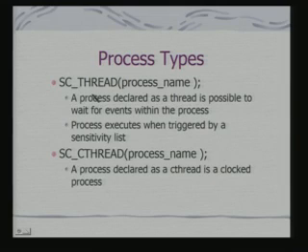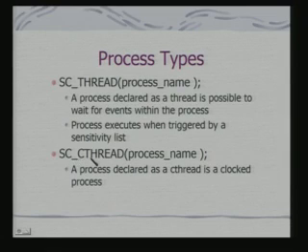Then you have what is called a thread. Okay. SC_THREAD process name provides you a process declared as a thread. When a process is declared as a thread, it is possible to wait for events within the process. If you remember the previous case, we said that the process cannot be suspended. It is triggered by the sensitivity list. Once triggered, it cannot be suspended. But when we have a thread, it is possible to wait for events within the process, and the process executes again when triggered by a sensitivity list. So, this aspect of its behavior is the same as SC_METHOD, the other one that we have discussed.